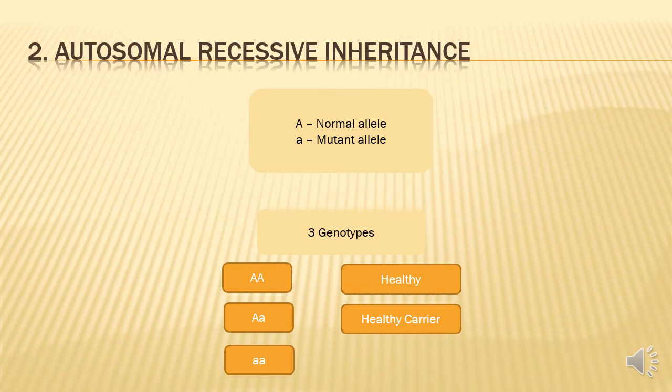Then how about this genotype? Small a small a genotype. In this genotype, both alleles are mutant alleles. Therefore, none of them will produce a functional protein. Therefore, definitely, this genotype will produce a disease phenotype.